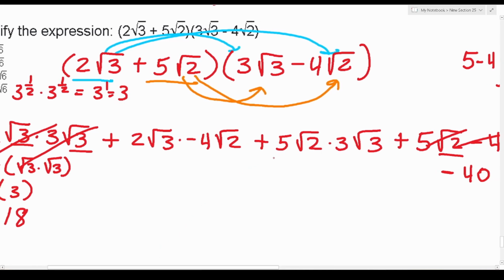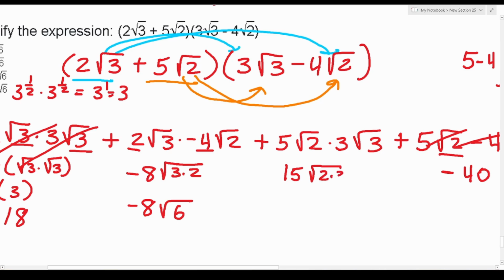Now, these middle two terms are pretty easy to do as well. What you do is you multiply this 2 and this negative 4, so this becomes negative 8. And then we just place a square root here and multiply 3 and 2 together. So this becomes negative 8 square root 6. And this one's also pretty easy to do over here. This is 5 times 3, which is 15. And then we do square root 2 times square root 3. So this is 15 square root 6.